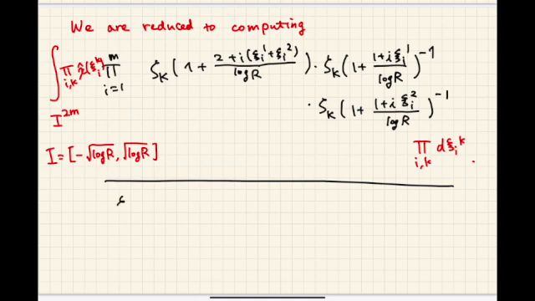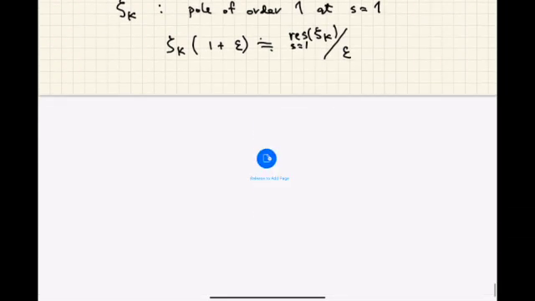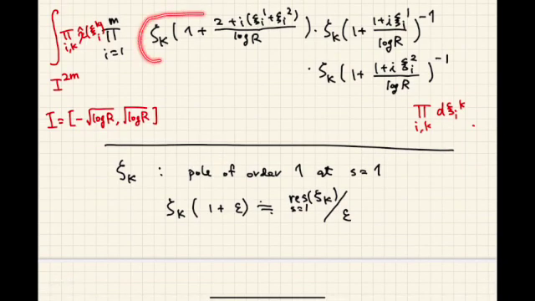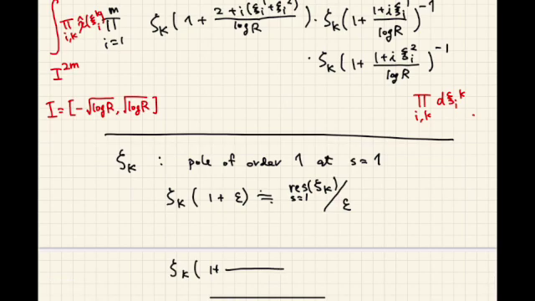So we use the fact that this zeta function has a pole of order 1 at 1. Namely, when epsilon is a small value, this is close to residue divided by epsilon. And therefore, we will consider this kind of thing. So zeta 1 plus this strange fraction 2 plus something divided by log r.